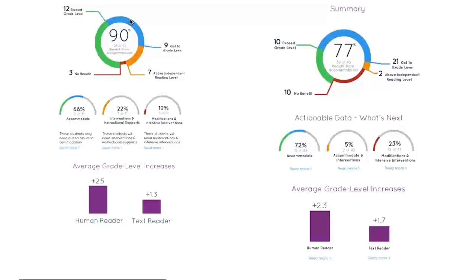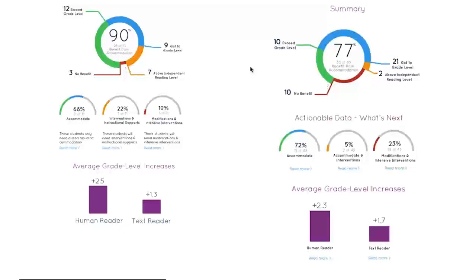We know that this large group of students in both of these cases are the students who need some simple reading accommodations. Then there's students in this category that means that they were able to go above their independent reading level, but not quite to grade level. And again, you'd want to look at that data to say, are they close or is it still a large gap? And then there's students that don't benefit, like we saw.